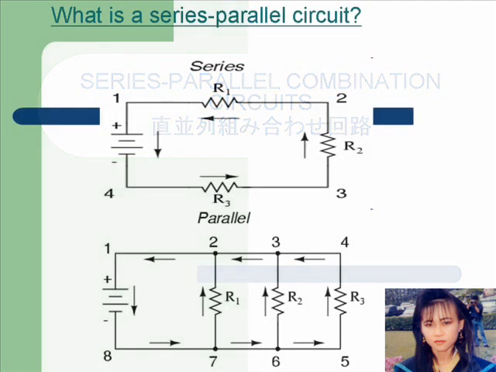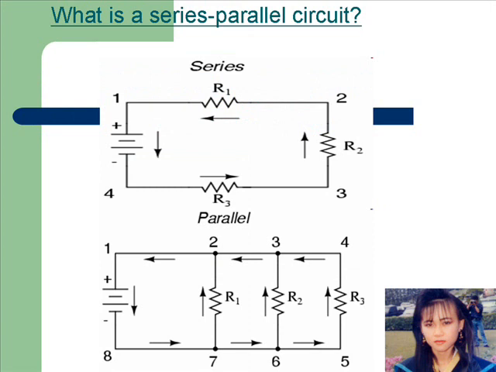With simple series circuits, all components are connected end-to-end to form only one path for electrons to flow through the circuit. With simple parallel circuits, all components are connected between the same two sets of electrically common points, creating multiple paths for electrons to flow from one end of the battery to the other.